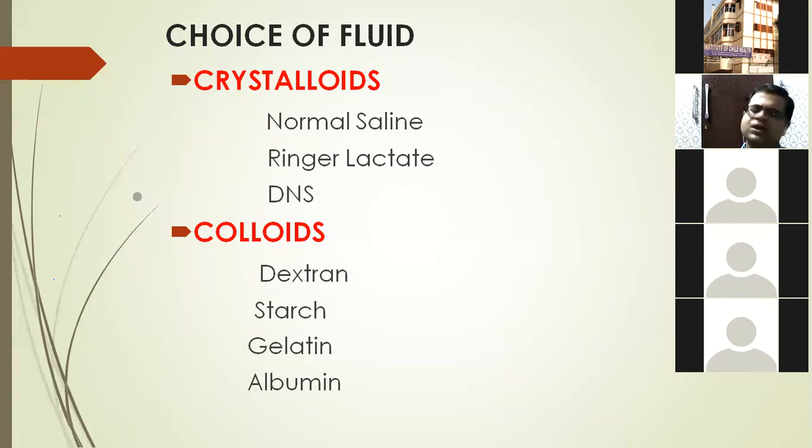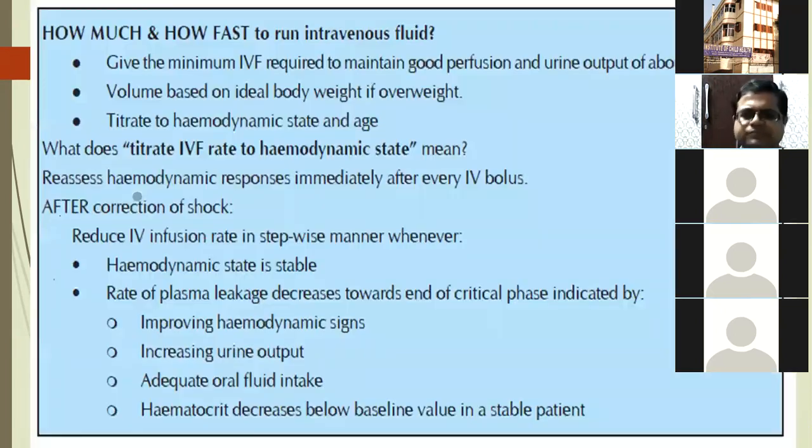About the colloids, 4 colloids are available: dextran, starch, gelatin, and albumin. Albumin had not been included in the Bengal guidelines till the last 2 weeks. 2 weeks ago, there was a high-end meeting in Swasthya Bhavan. They said that though albumin is not included in the Bengal guideline, you can give albumin. So any of the 4 colloids you can give. There are lots of pros and cons of the colloids. I will not go into details today. I will tell about the colloids in severe dengue in the next class.